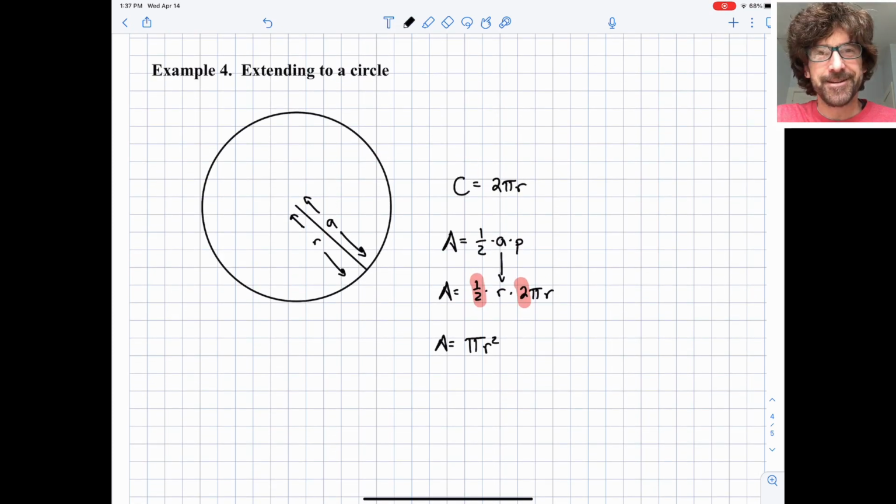All right, so we got through it. We actually found the area of a circle. That was pretty cool. And that's a good place to stop right there.